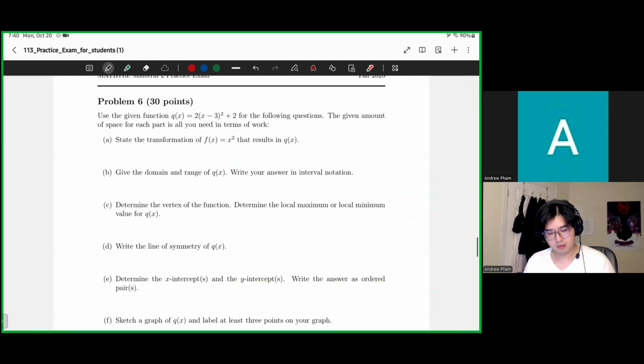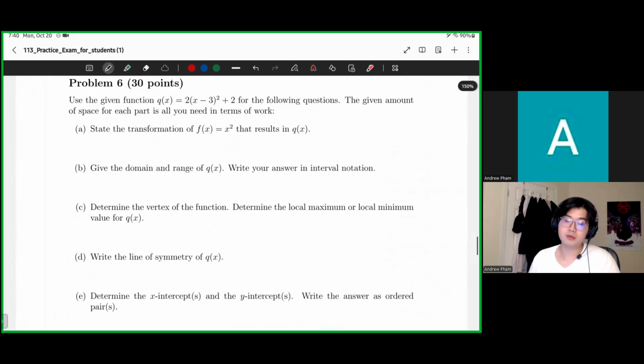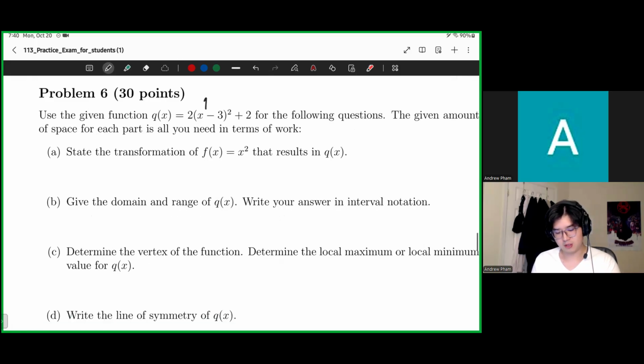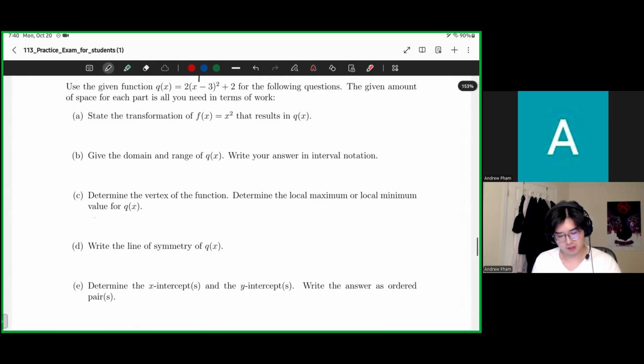Moving on. Problem 6. Given a function q, can you answer some things about it? So what can we say? Look at q. I'm assuming from our previous discussion you probably understood what the vertex form is. It's very powerful. It gives you the location of the vertex. Q is a quadratic in vertex form. So the vertex here is at (3, 2). And we can immediately answer part C, which is asking about the vertex: (3, 2).